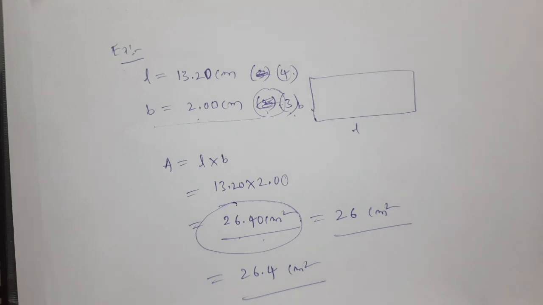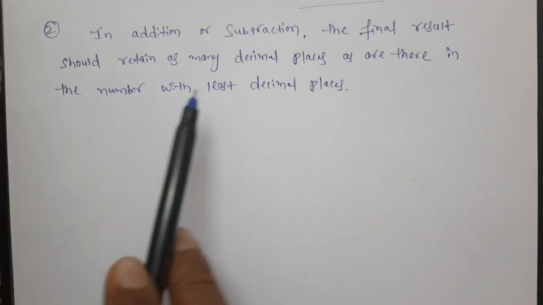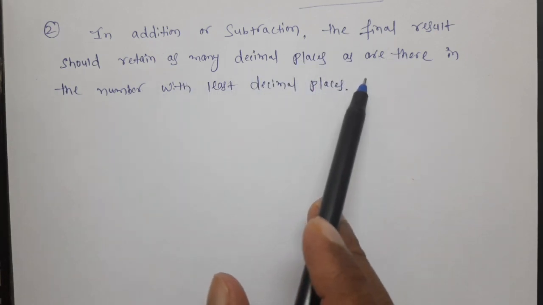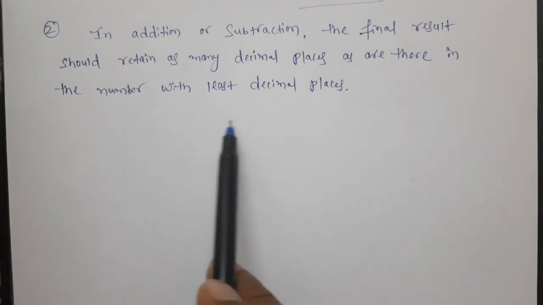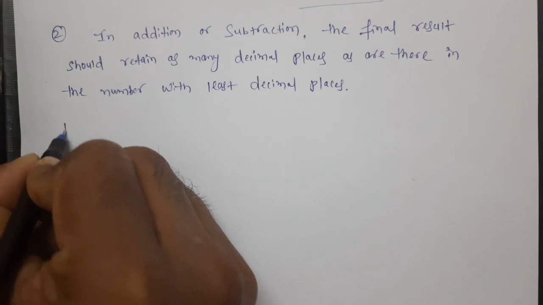Now let us see the second rule. In addition or subtraction, the final result should retain as many decimal places as are there in the number with least decimal places. Now for this one, let us take an example.